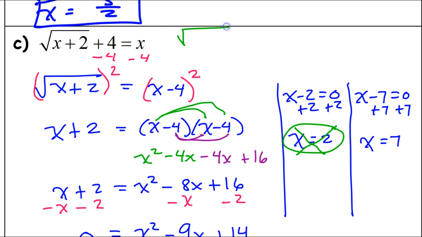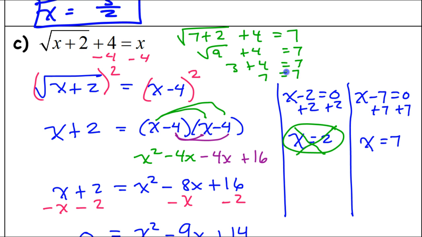So that would be the square root of 7 plus 2 plus 4 is equal to 7. So this would be the square root of 9 plus 4. That would be 3 plus 4. So that would be 7. So this one checks out. So x equals 7 is our only answer for C.